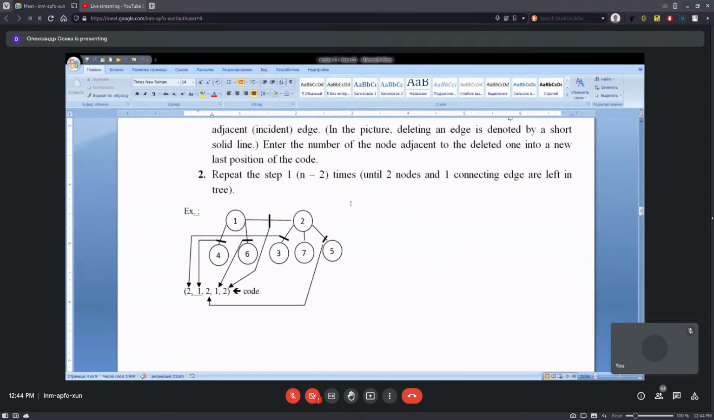Now, coding is useful if we can restore the coded information, if we can restore the tree itself.